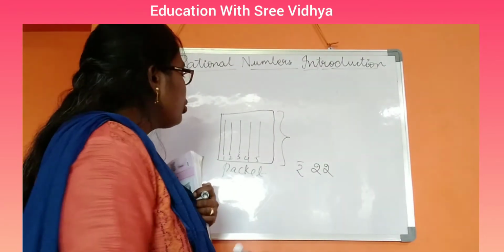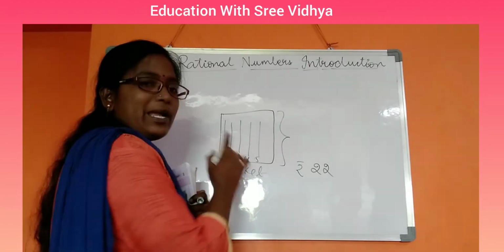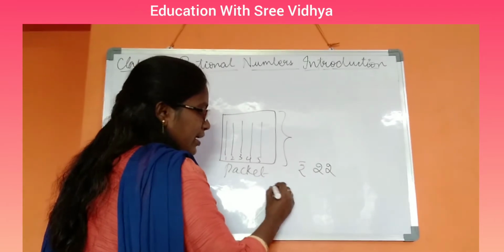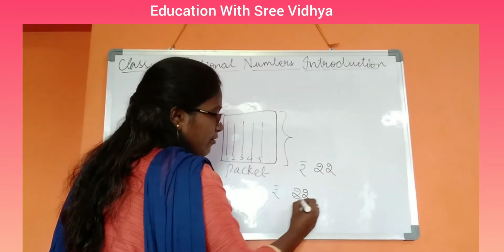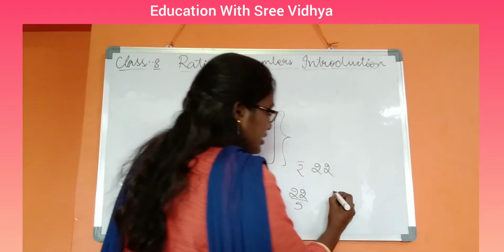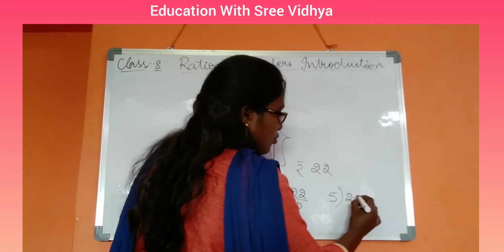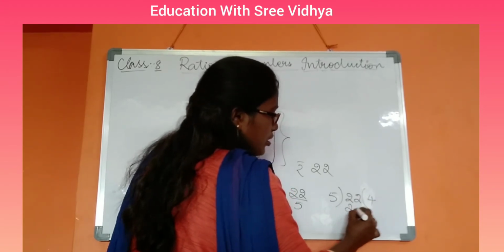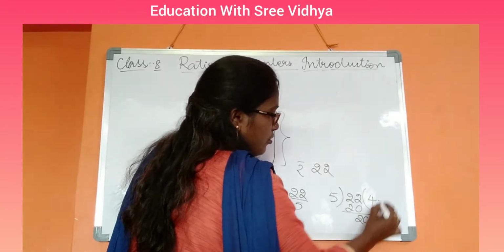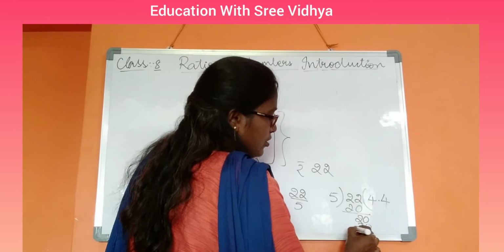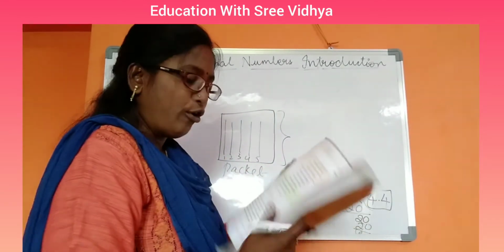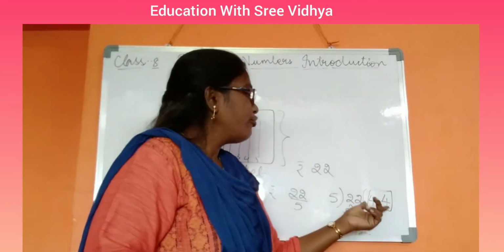Now how could you find out the cost of each marker? You need to do a division, right? So 22 divided by 5. 5 fours are 20. Now 2 will be the balance, then 0. 5 fours, 20. So 4.4.